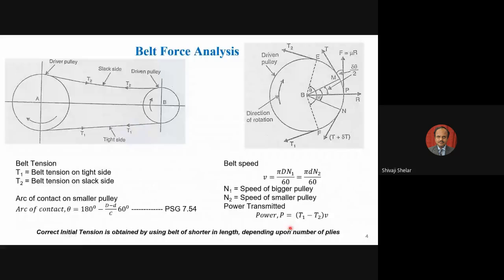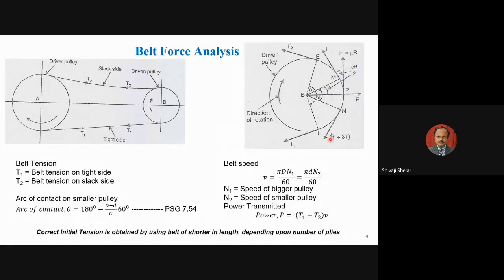So based on the power, you are required to maintain tension, and that tension value needs to be sustained by the belt. Otherwise, the belt will slip. If there is excessive tension, there is a chance your belt may break also. So the belts are selected such that they should sustain the tension force. Now this is the belt force analysis, that is, tension in the belt.